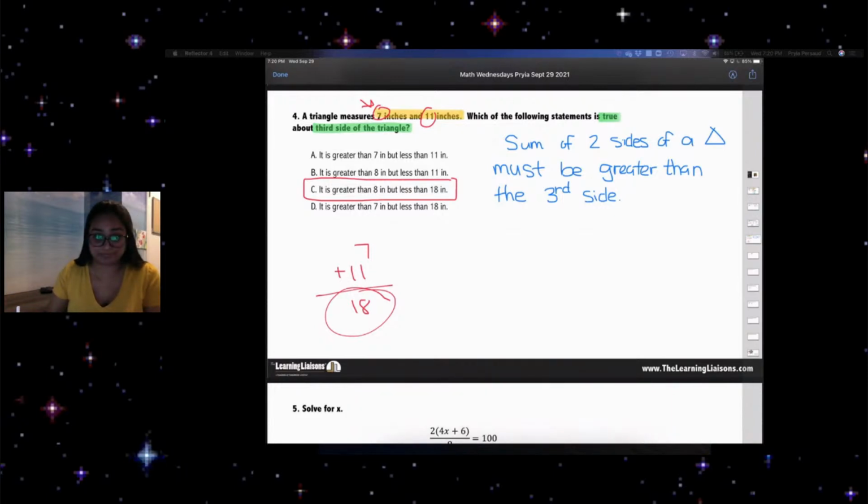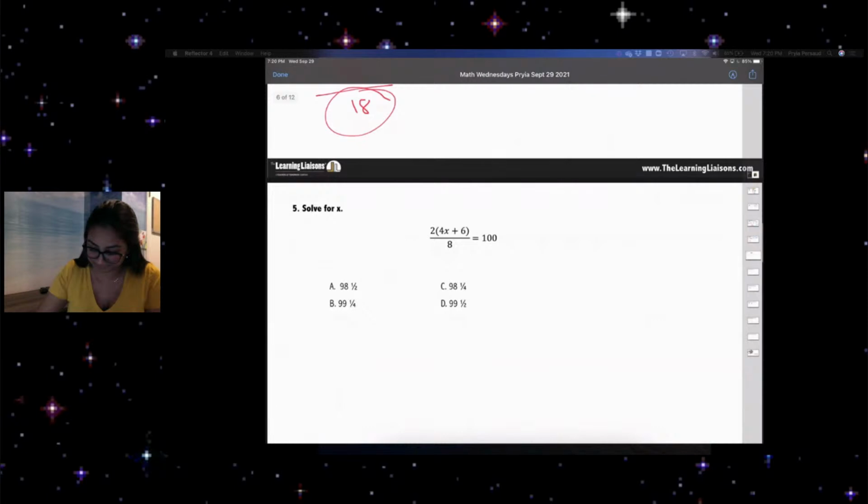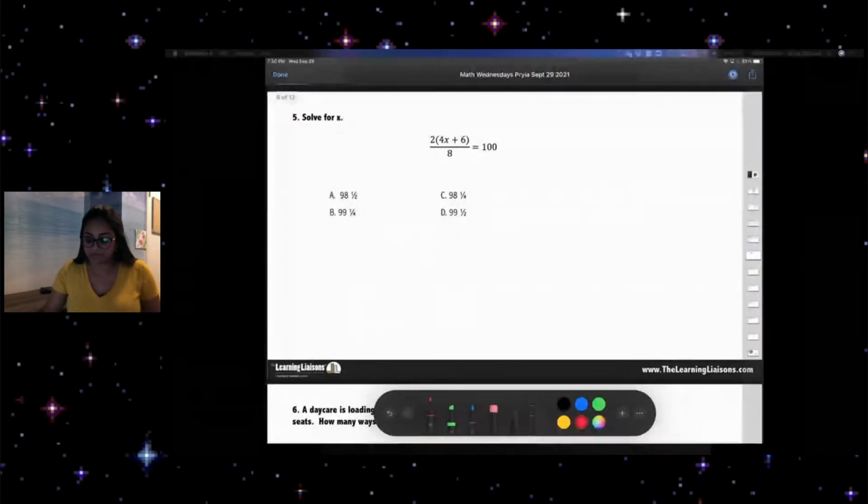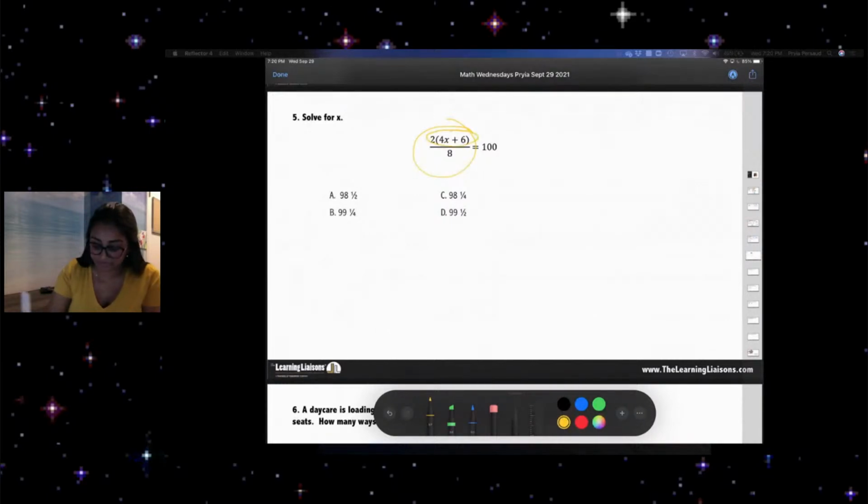Ready? Let's keep going. This one just says to solve for x. Sometimes it's just as simple as that. But I know a lot of you are freaking out. You're seeing a fraction, you're seeing parentheses, you're seeing a large number. There's a lot of things that scare you, right? Well, it's not going to scare us. We're going to be able to get through it together.